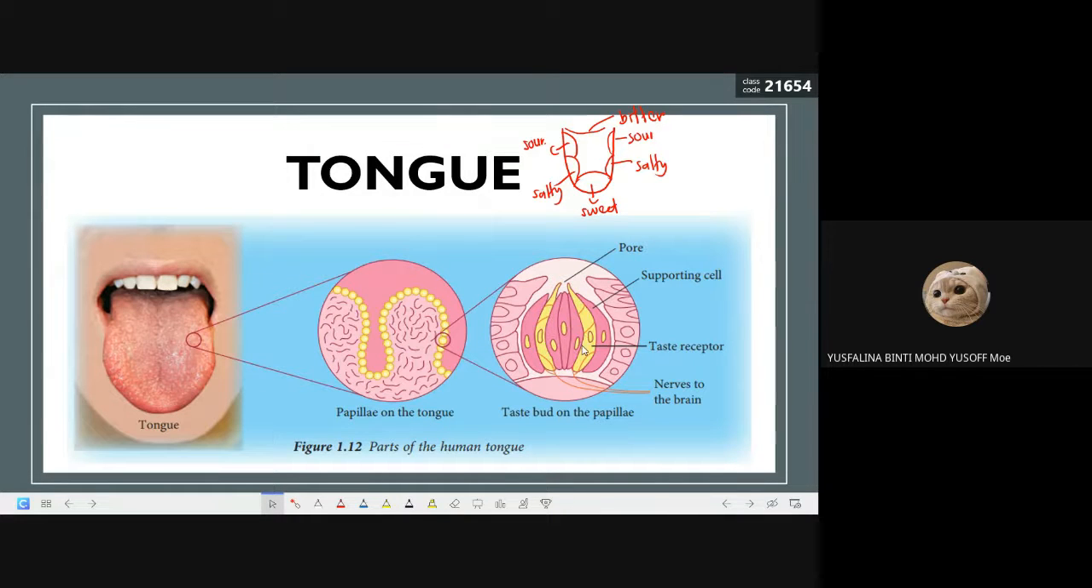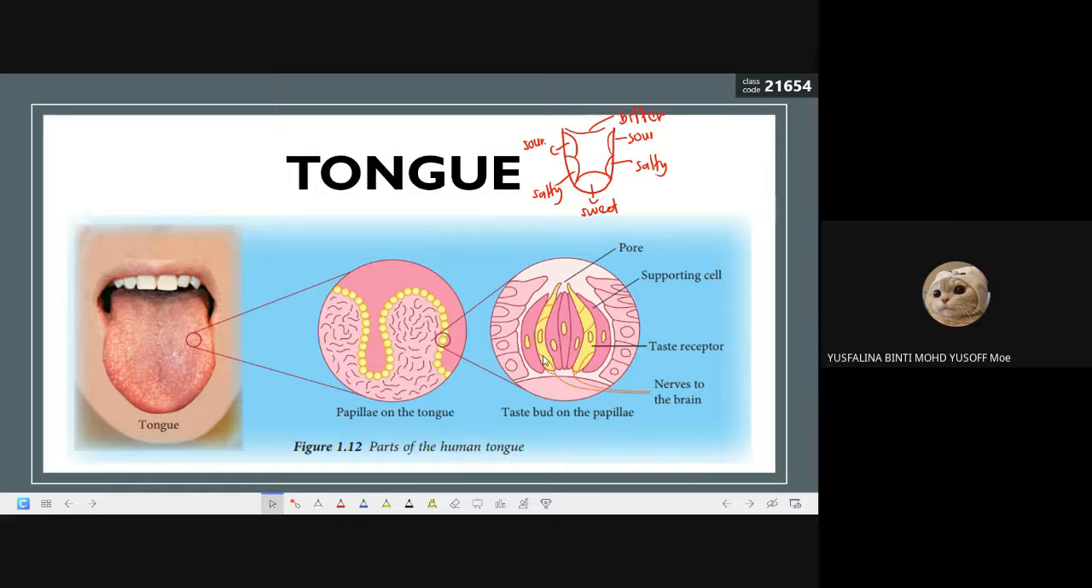So when they mention the receptor, what does it mean? The receptor detects the taste and changes the taste into an impulse. The function of the receptor is the same whether it's for the eyes, ears, nose, or skin. When they mention the receptor, remember that the receptor is the one that produces the impulse. It's a very important part. So this is called a supporting cell and this is a taste receptor.